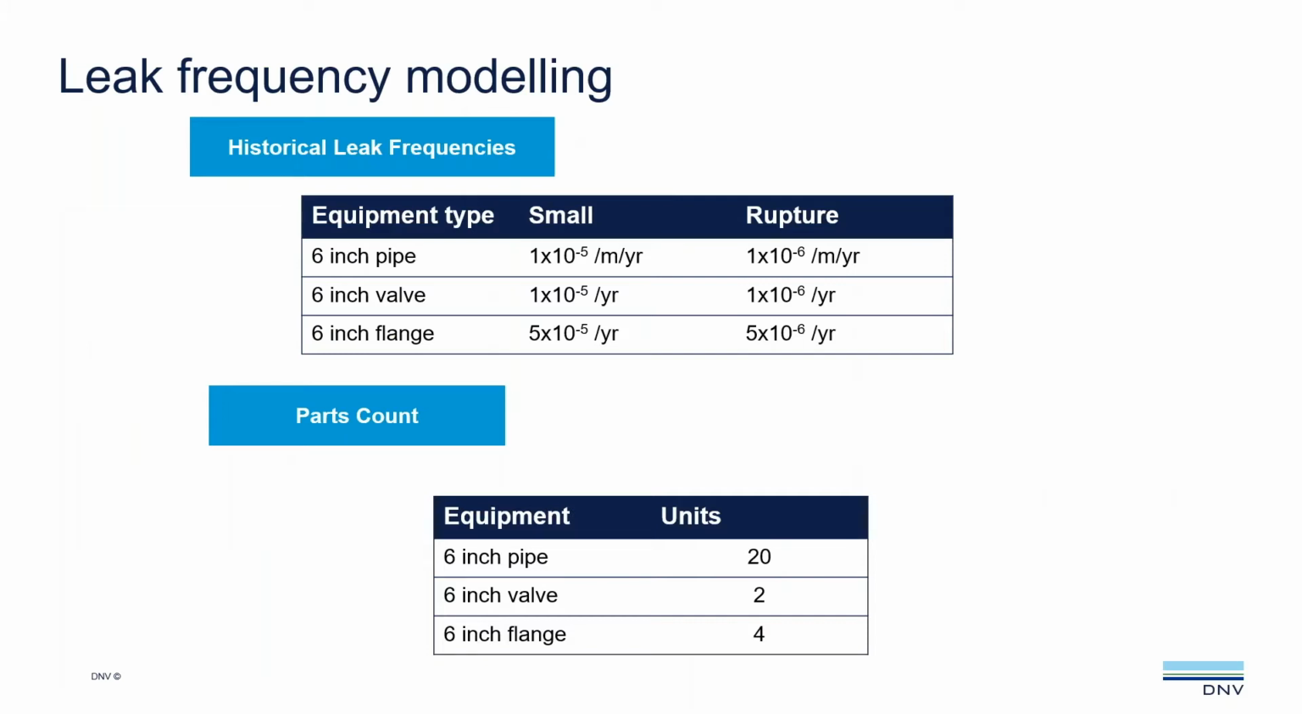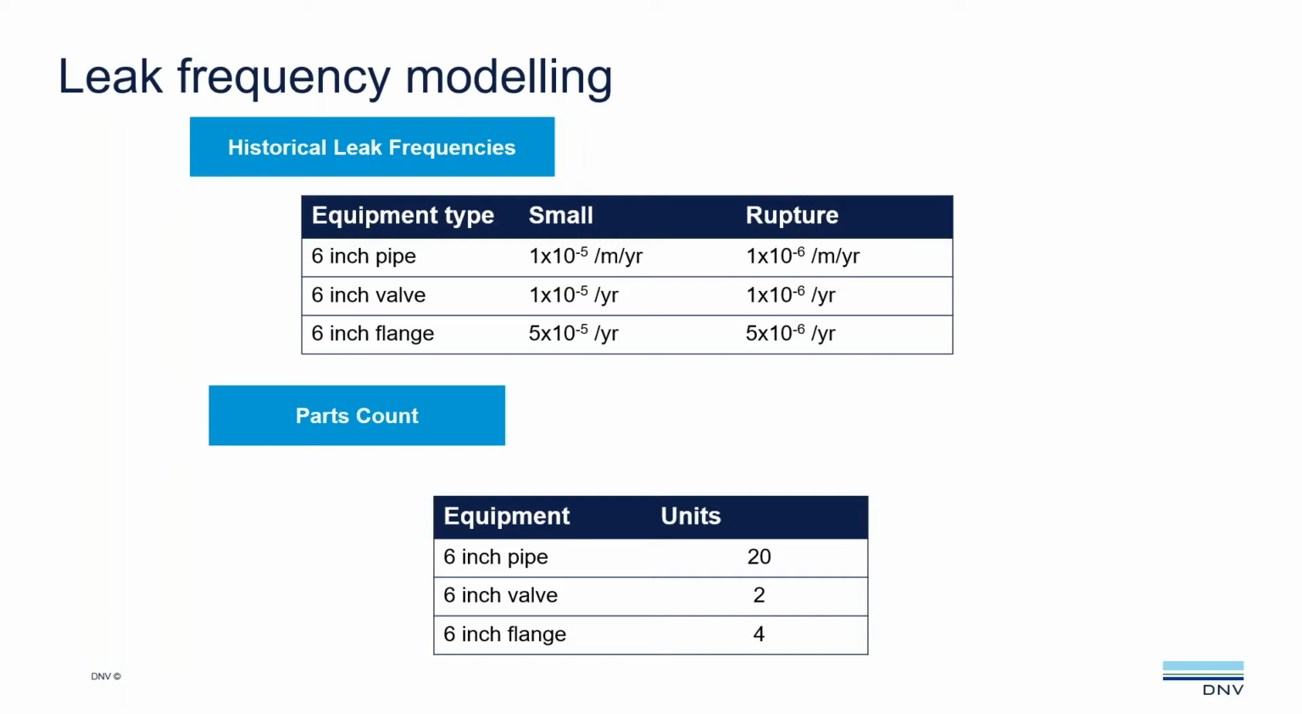So to do that, the first step is to gather the historical leak frequency data. And we need to gather that data for the range of equipment types and for the range of hole size categories. So within this isolatable section, we have 6-inch pipes, we have 6-inch valves, and we have 6-inch flanges, and we have two hole size categories, small and rupture. And therefore, we need to gather 6 values for leak frequencies, one for each equipment type and one for each set of hole size categories.